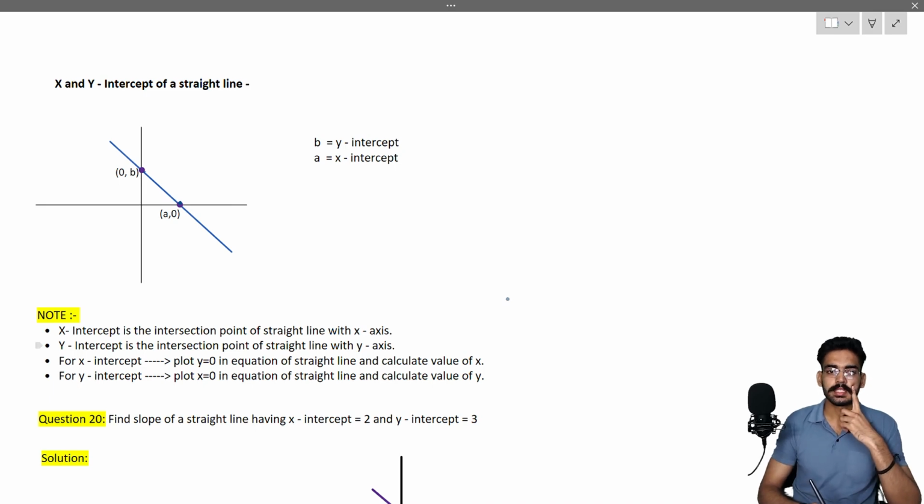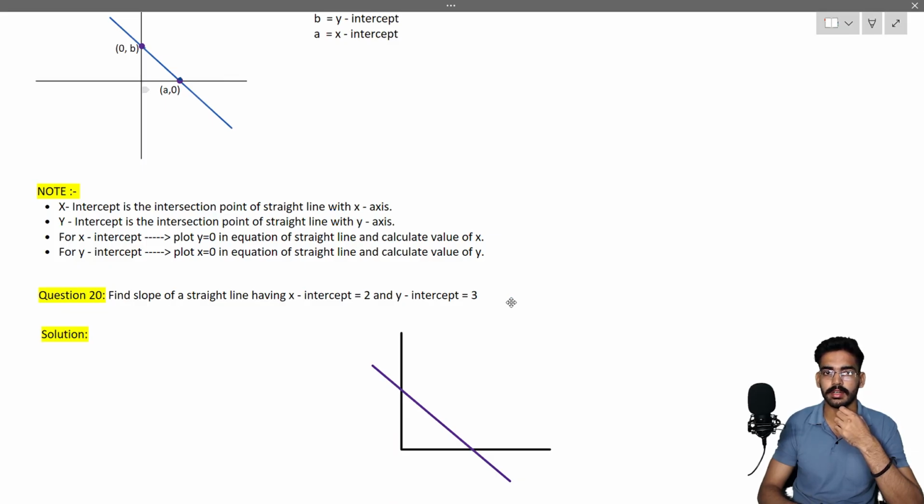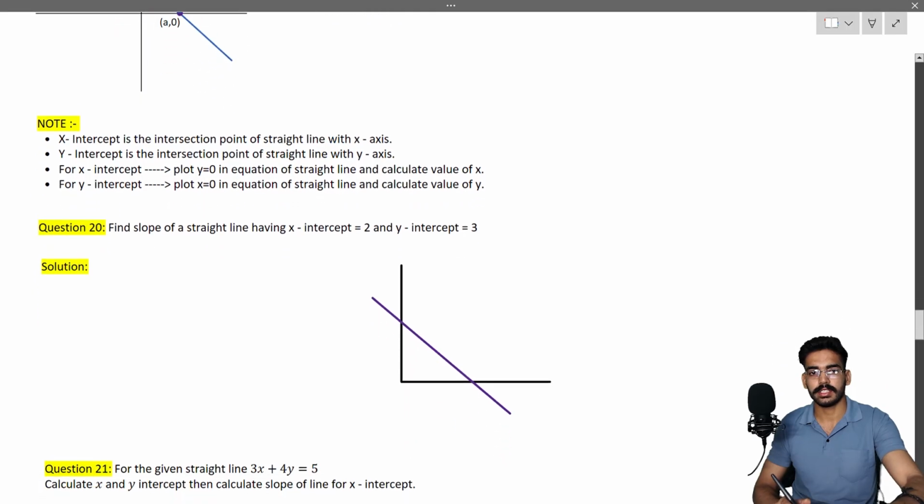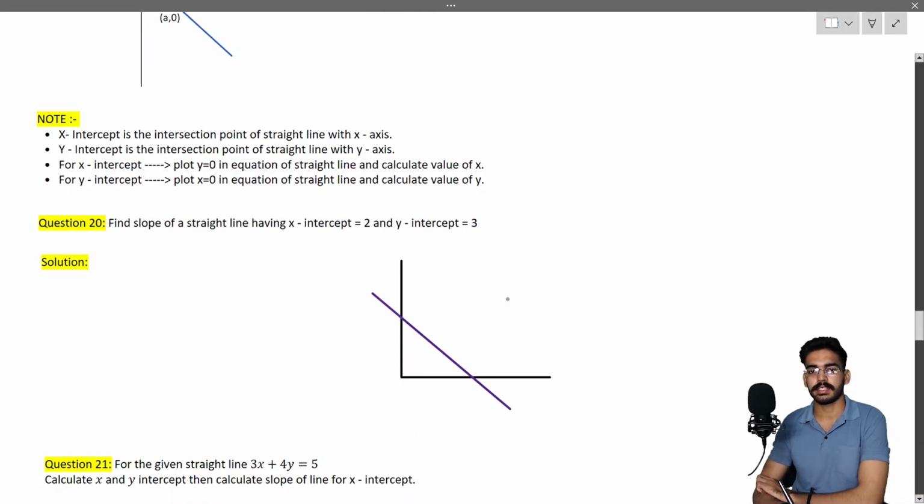Now the x-intercept is the point of intersection. So how do we find it? Let's see. For the x-intercept, you have to put y equal to 0, because on the x-axis all coordinates have y as 0, and you will get the x value from there. Now see, if you have a question: find the slope of a straight line having x-intercept 2 and y-intercept 3.